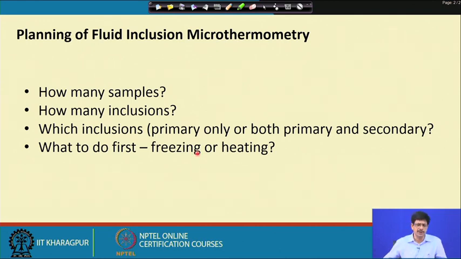So, coming to the concluding part, fluid inclusion microthermometry has to be well planned. The questions that generally come to a beginner's mind are how many samples to study, how many inclusions to study, and which inclusions to study, primary only or both primary and secondary, or what to do first, freezing or heating. So, there are no straightforward answers for that.